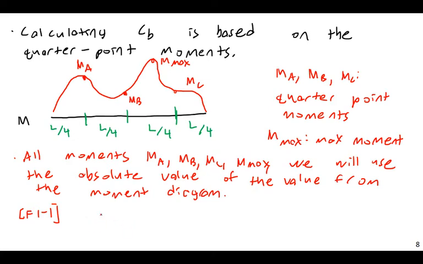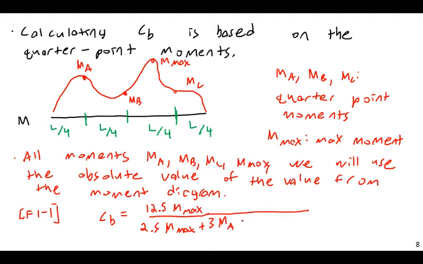Here, CB is 12.5 times M max divided by 2.5 M max plus 3 MA plus 4 MB plus 3 MC.